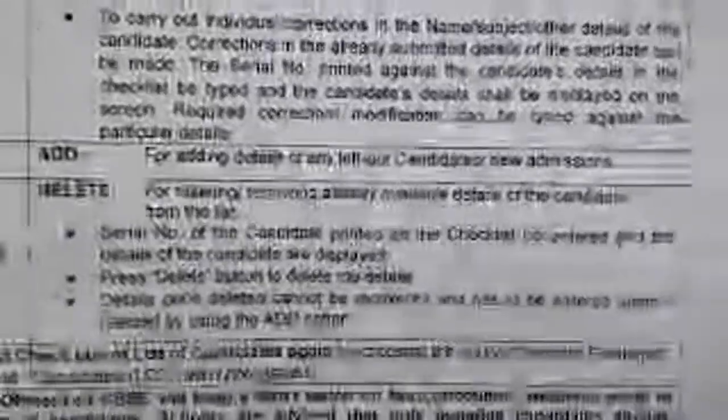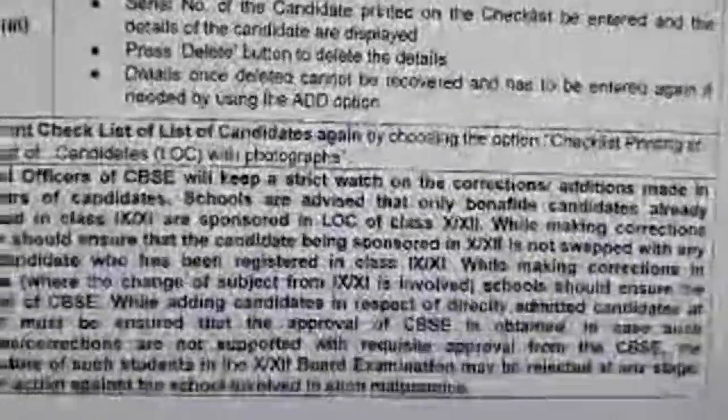So that means you already know about those technical things, you have already done them. For the new affiliated school, you should go for this, and corrections marked on the checklist are to be made on the portal. These are the modifying things, how you are going to delete and add.